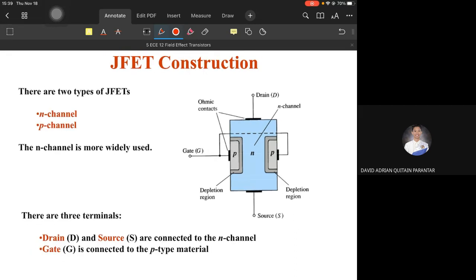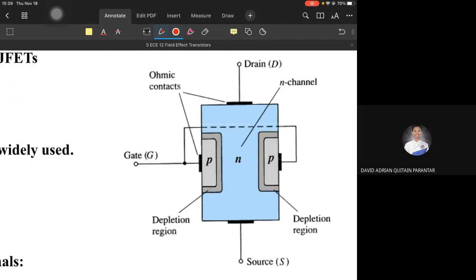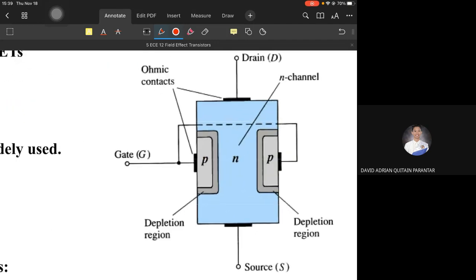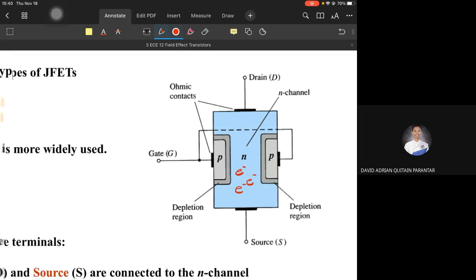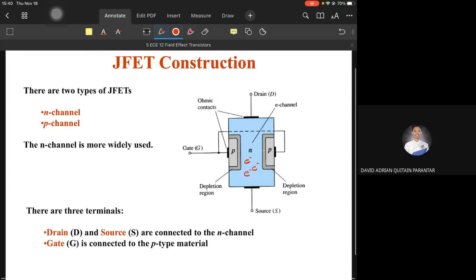N-channel is more widely used because the majority carriers in an N-channel, which is an N-type material, are electrons. So electron flow is faster than hole flow. Its three terminals are drain, source, and gate. Drain here, source here, and gate here, the controlling terminal.